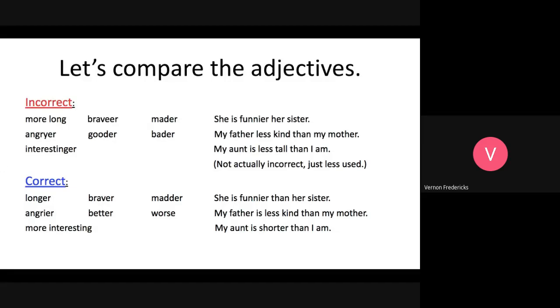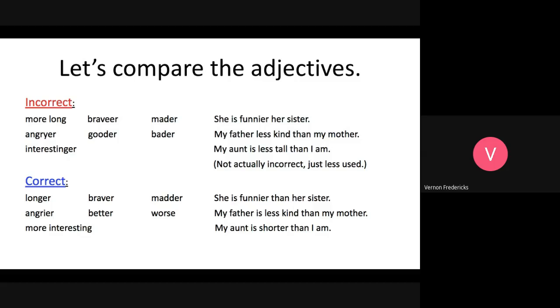Let's compare the adjectives. Okay, incorrect. Let's have a look at the incorrect adjectives. Okay, more long. That's not right. Bravier, spelling problem there. Mad, spelling problem there, yeah? The next one is angrier. Remember, angry, which is the adjective, ends in a Y. So there's a problem there, yeah?